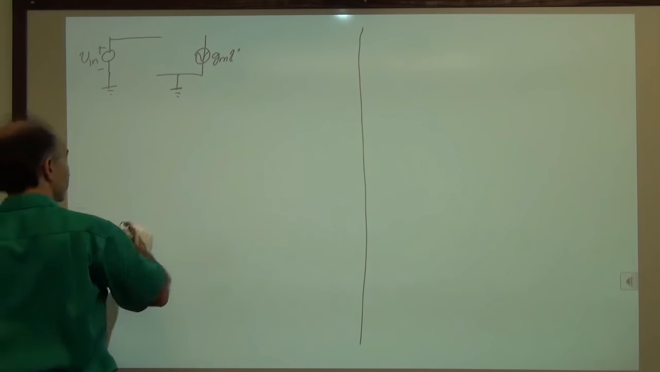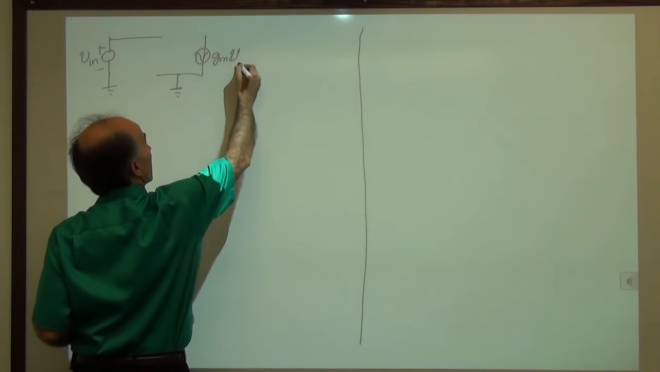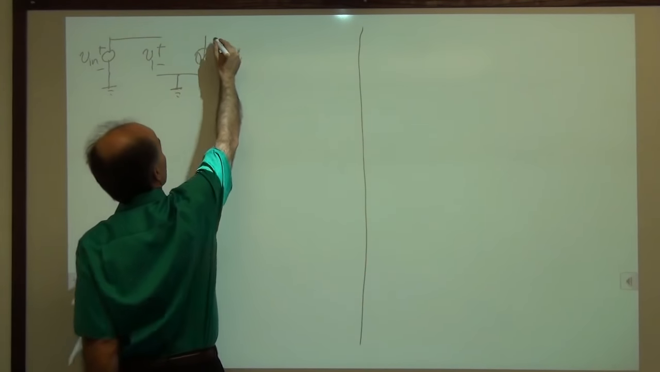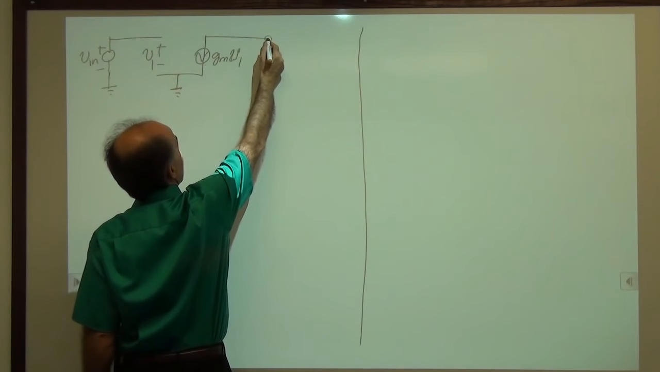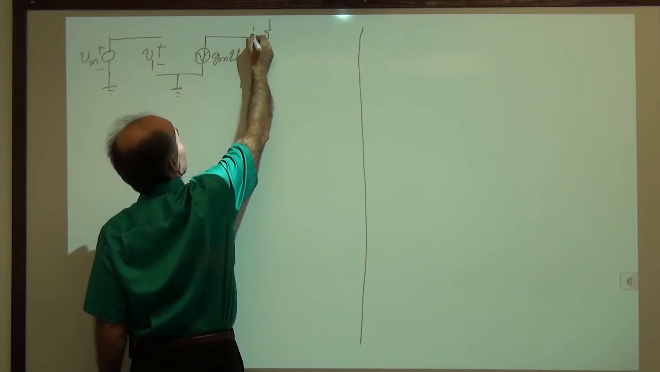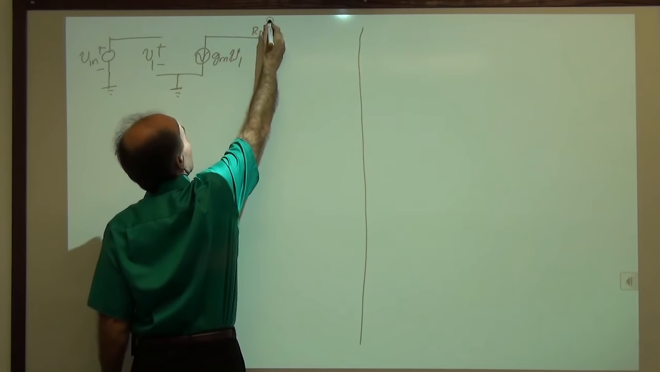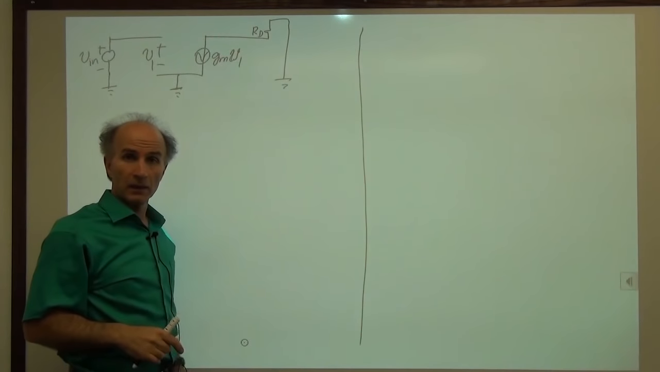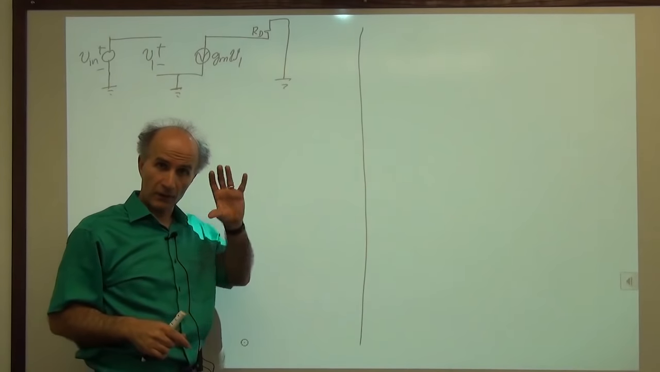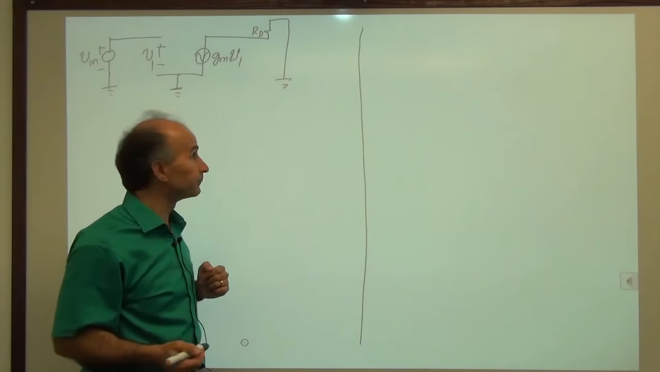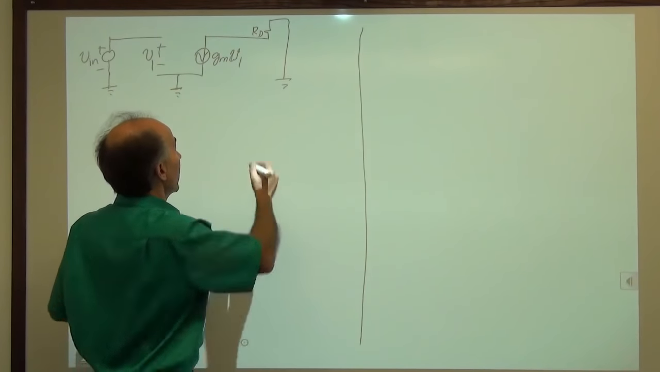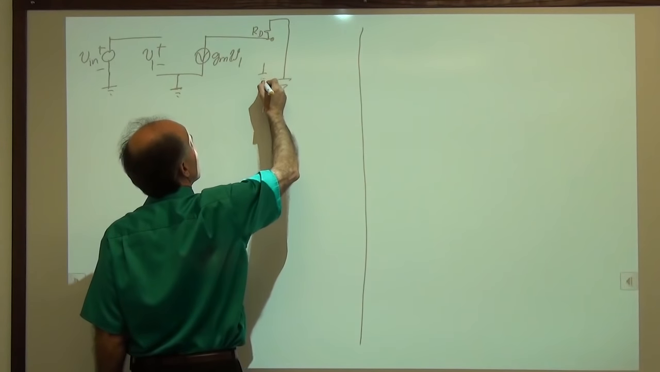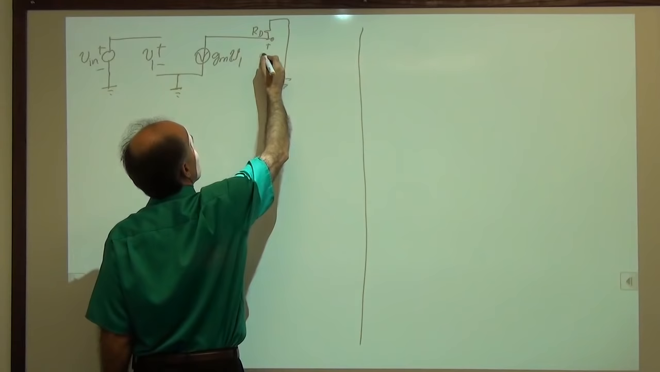Let's see here. V1, and V1 is between gate and source. That's a small signal voltage. Then we have a resistor, RD, that goes to AC ground because V1, the battery voltage source, is also set to zero. It doesn't change with time. And Vout is measured from here to ground. So that's Vout.